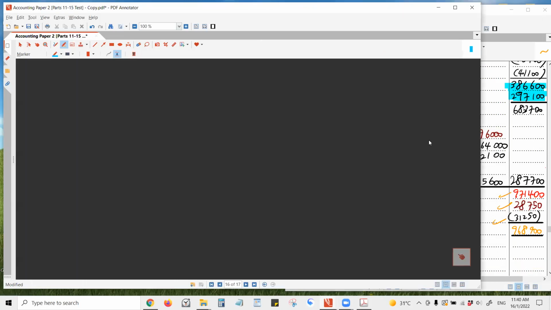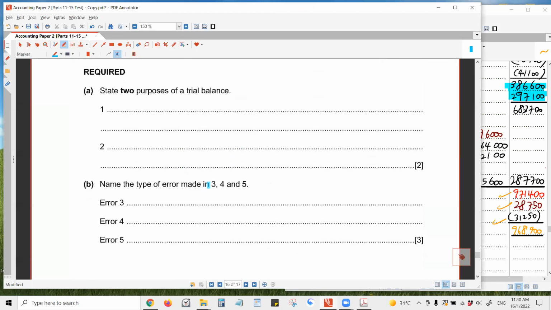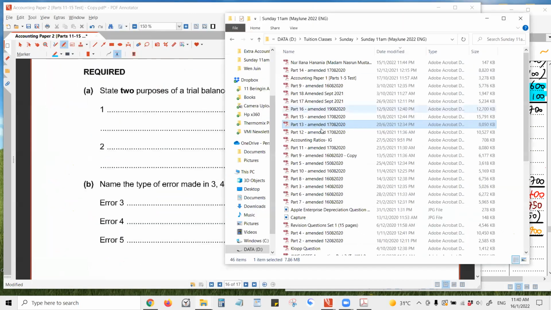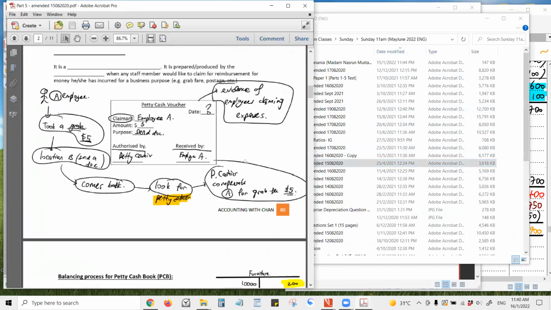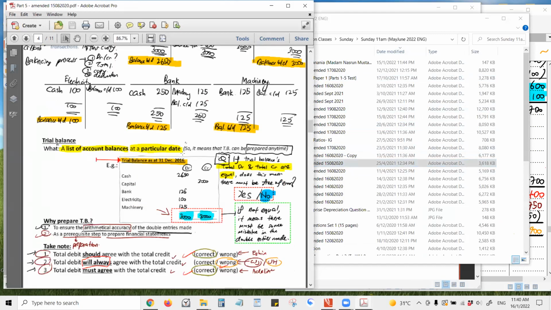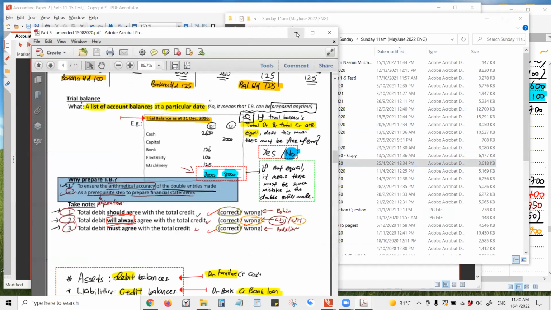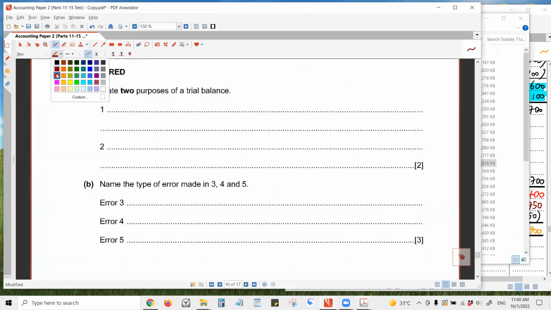Two purposes of trial balance. Okay, why do you prepare a trial balance? You can copy and paste from chapter 5. They are written here. So just copy and paste yourself. This one is straightforward, and I let you do it yourself. DIY.